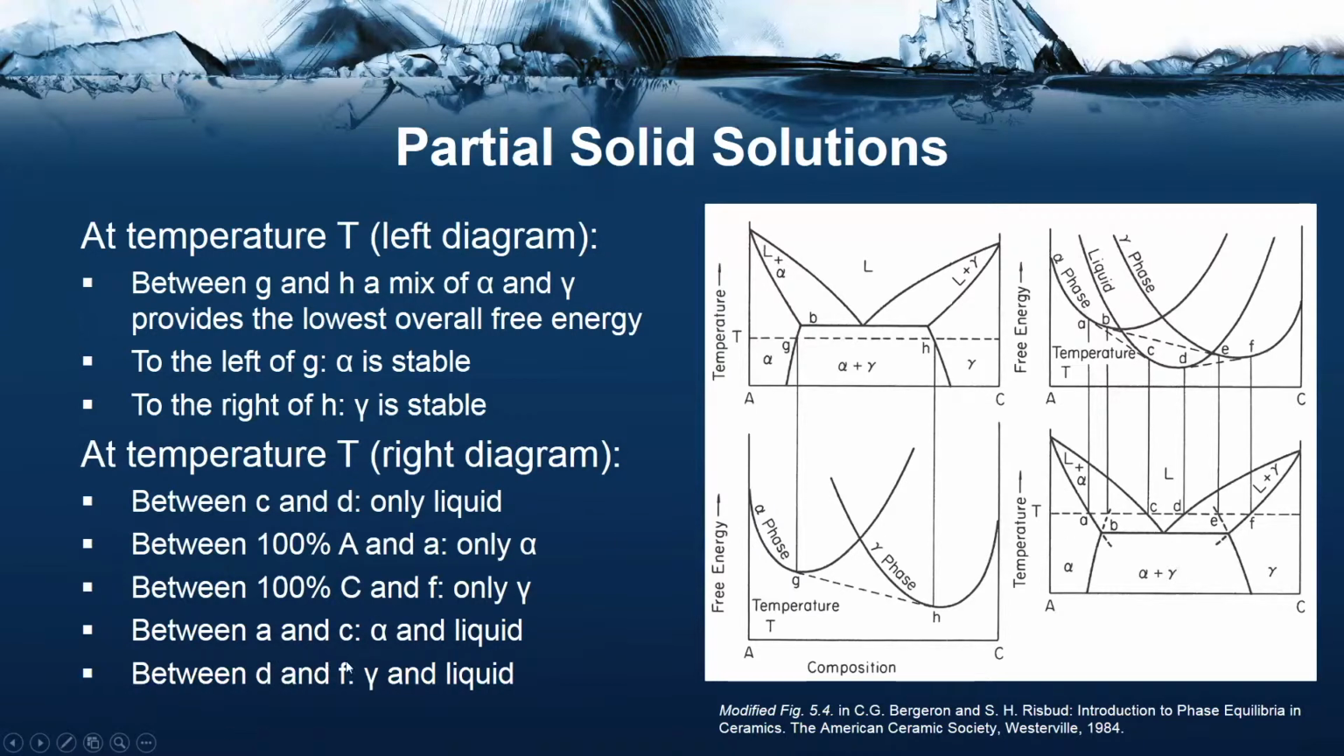Similarly, between D and F, we have gamma and liquid, which we can see: the gamma phase is here, the liquid phase is here. D and F have a shared tangent, and the lowest overall Gibbs free energy of the system is a combination of the liquid of composition D and the gamma phase of composition F. And that is something that we can relate to this phase diagram right here.